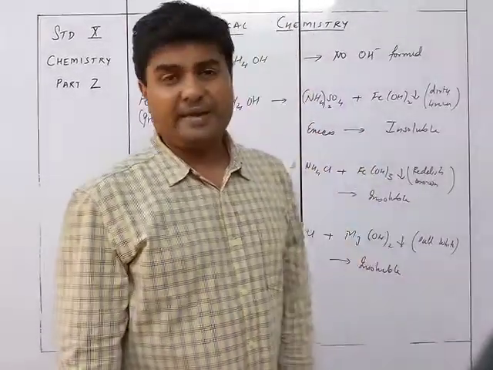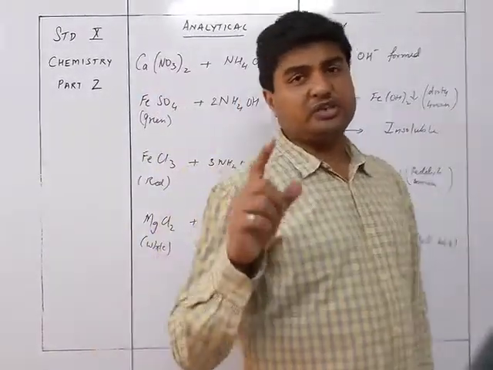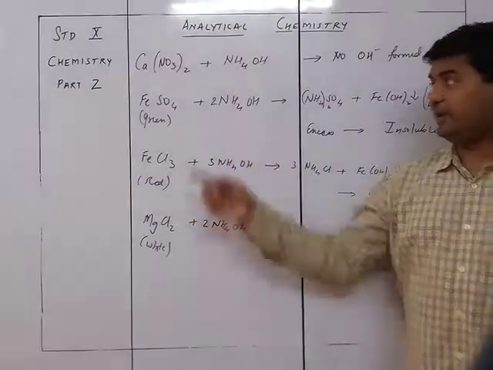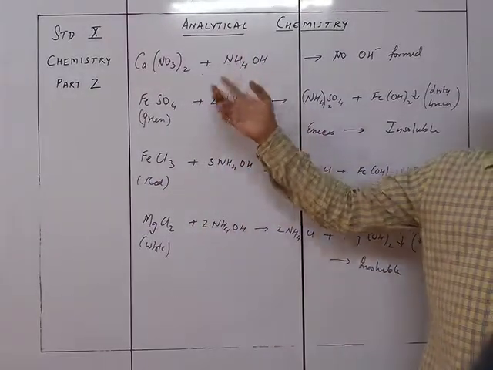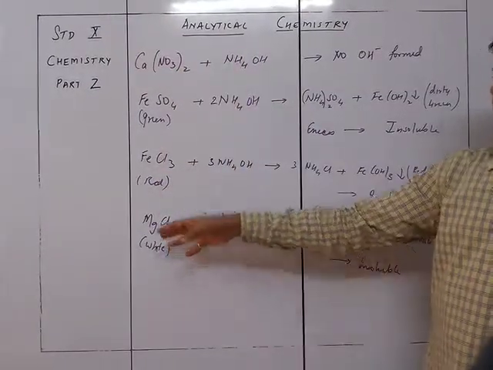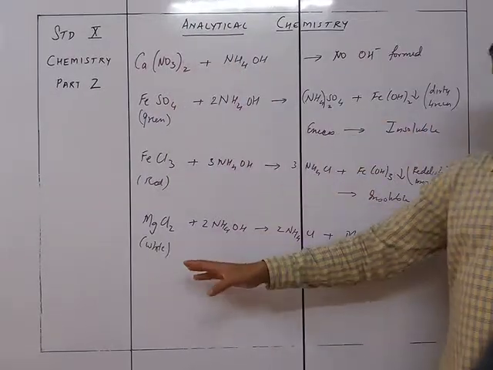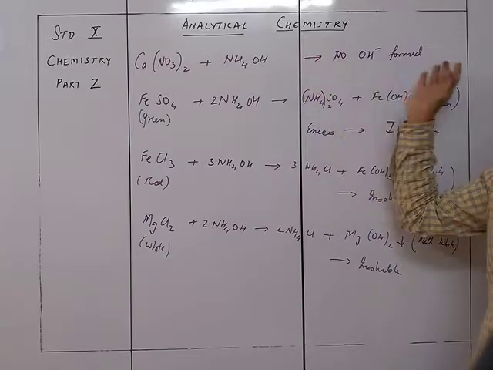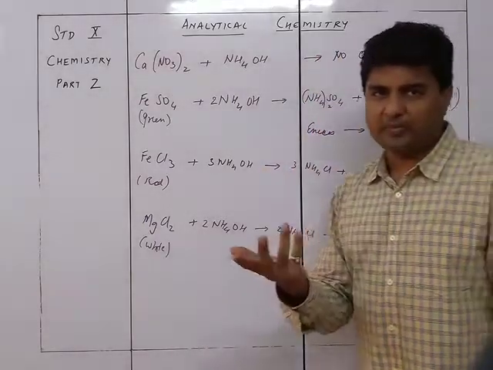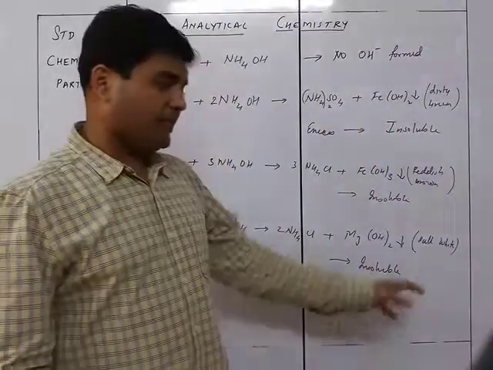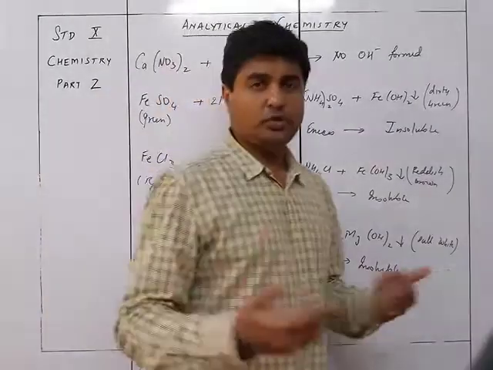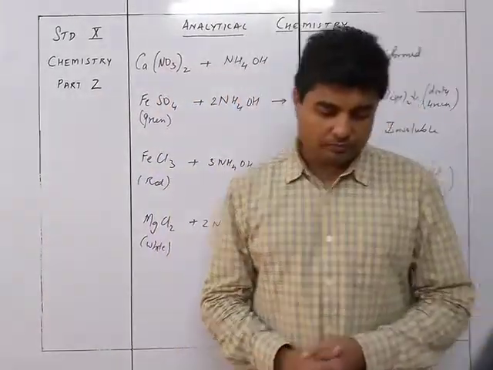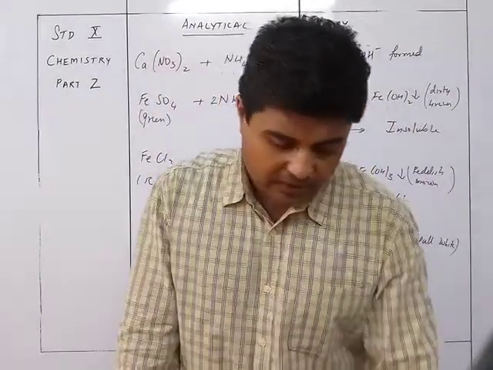So, magnesium and calcium, if you have to differentiate between them, it is easy here. Both normally are white in color, so you don't know whether it is calcium nitrate or magnesium chloride. So it is simple: add NH4OH. In one there will be no OH formation, so there is no precipitate formed, whereas in the other a white precipitate forms, so you know that it is magnesium. So this was about the first four.